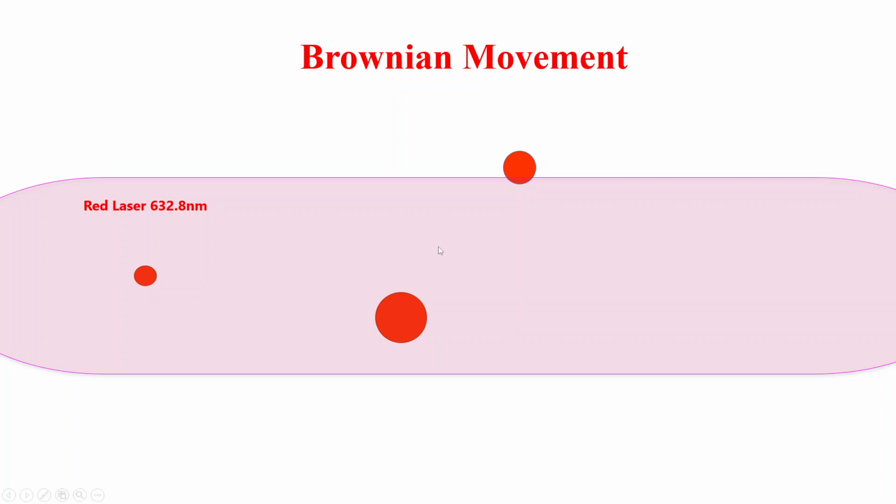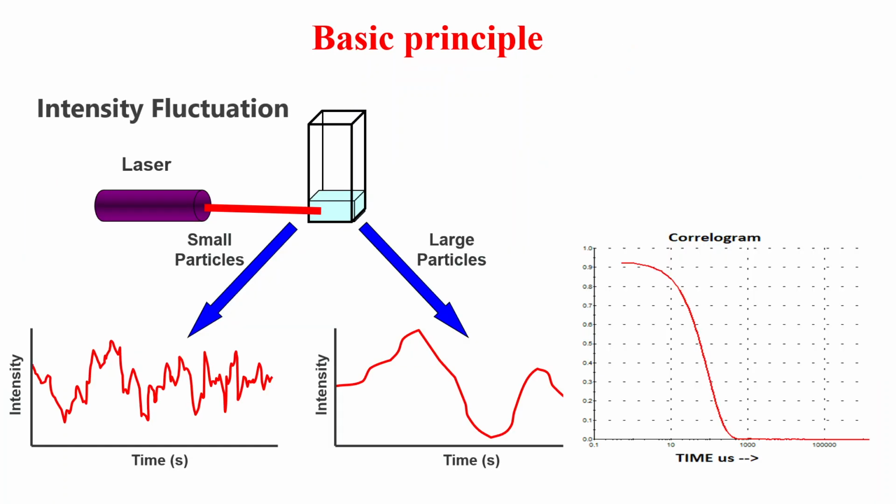Now these particles again show that the small particles are moving faster in the colloidal solution, whereas the large particles are moving slower. When the laser light strikes them, they scatter the light, and the scattered light intensity will be measured by the detector in the instrument. The principle continues: the fluctuation in the intensity with respect to time for small particles is higher because they are moving faster in the solution, and large particles are moving slowly in the solution. So intensity fluctuation with respect to time is smaller in this case and higher in this case.